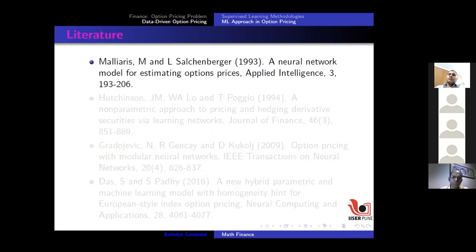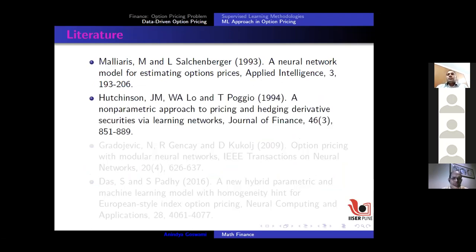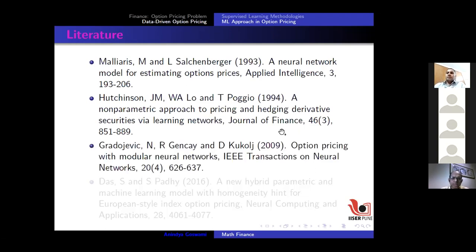Since we don't have much time, I would not go into details of all this, but I would of course talk about the literature. This subject is not so new. The first paper appears in 1993, when the computational resource was also not tremendously good, and it used a neural network model structure.